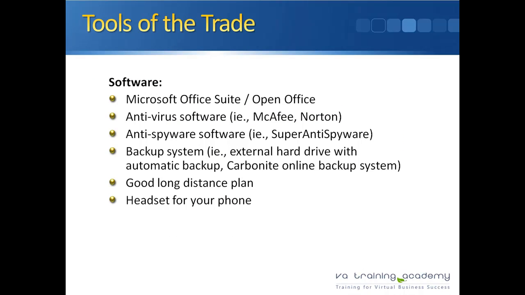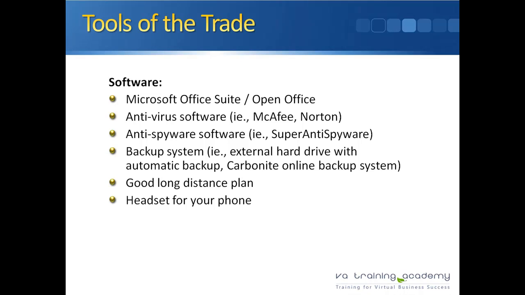Let's talk a little bit about business equipment. Of course, you need a current computer with high-speed internet. You need Microsoft Office or compatible software like OpenOffice. And antivirus software like McAfee or Norton are also a must for us. We're currently surfing the web, and we're exposed to all those little nasty viruses.